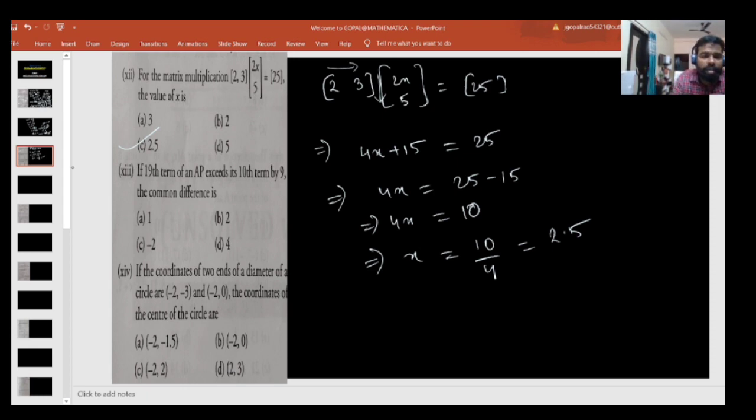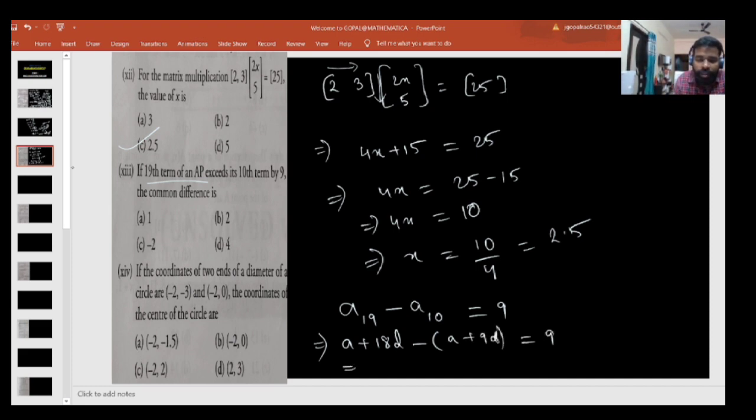Next question is from AP. The 19th term of the AP exceeds the 10th term by 9. So a19 is actually greater, exceeding the 10th term, and the result is 9. So the 19th term is actually a plus 18d, and the 10th term is a plus 9d. Okay, this is equal to 9.